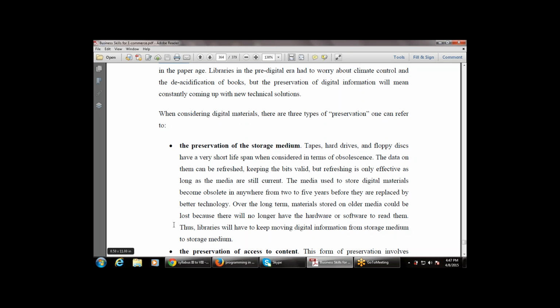The first one is preservation of storage media. That is the first one. That is how to preserve the storage media. Now, what is storage media?